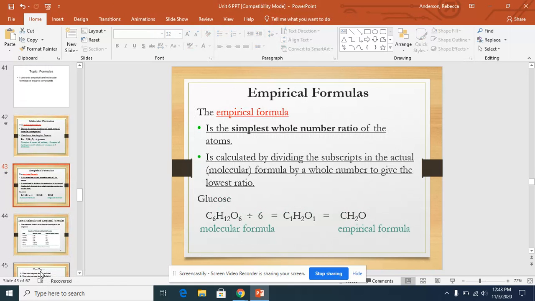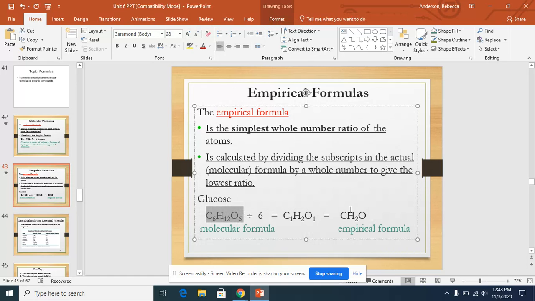Okay, empirical formula. This is the simplest whole number ratio of the atoms. It's calculated by dividing the subscripts in the actual formula by a whole number to give the lowest ratio. So we had glucose, C6H12O6. The highest number that all the numbers go into is 6. So if we divide that by 6, we get CH2O. So that would be the empirical formula. Molecular formula tells you exactly how many they are. Empirical formula is basically the molecular formula just simplified.